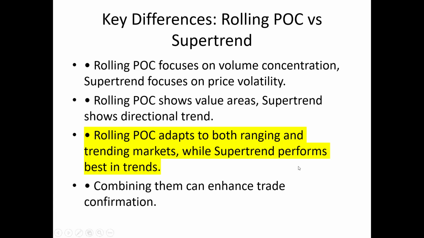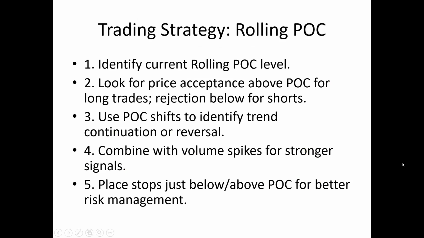So, this is very essential how you can do that. How you can build a trading strategy with rolling POC. I'm going to explain. Identify the current rolling POC level. At that level, I'm going to show you in the chart also. Look for price acceptance above POC for long trades or rejections below that POC. Suppose price starts rejecting the POC and starts trading below, you can go for shorts.